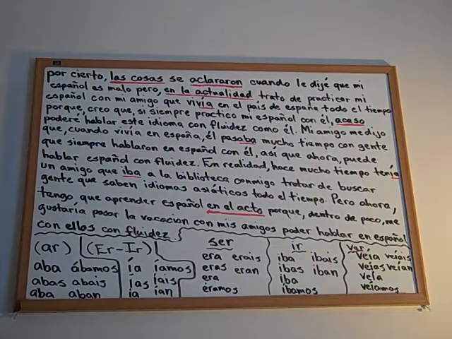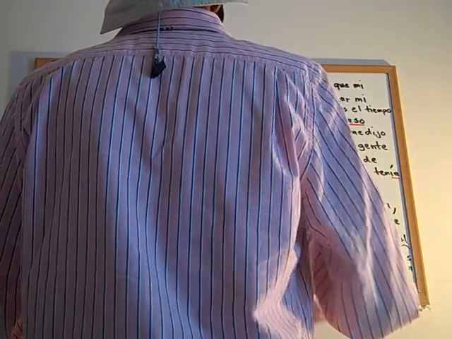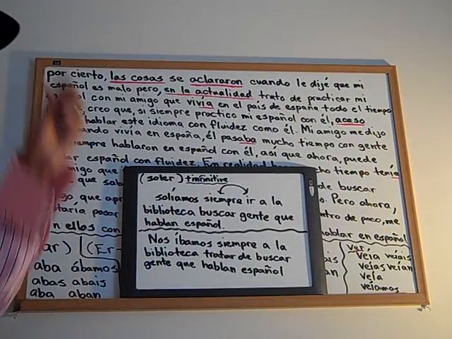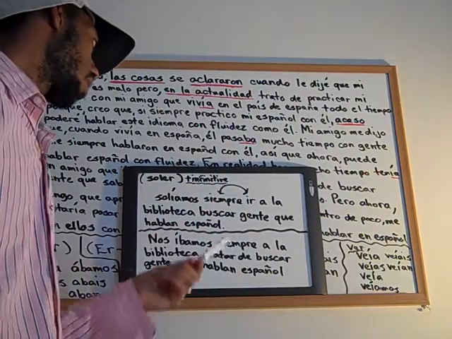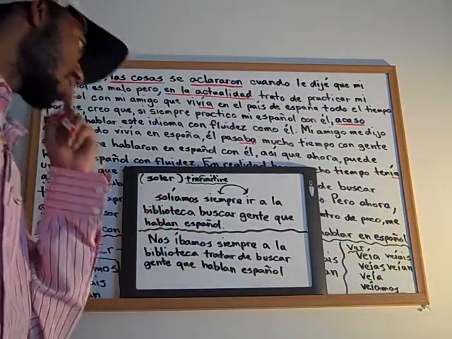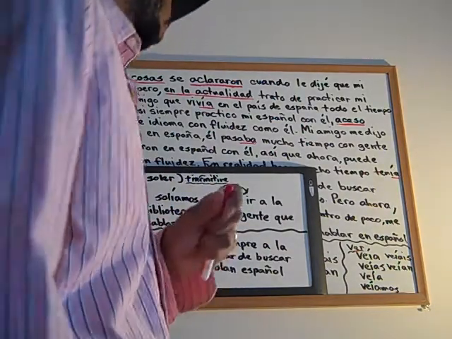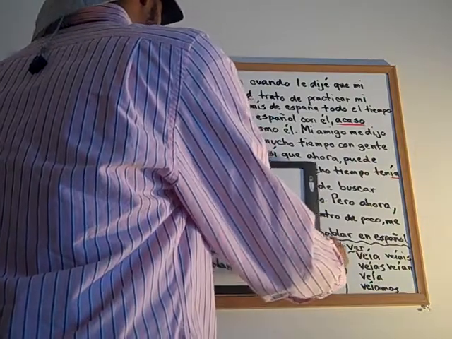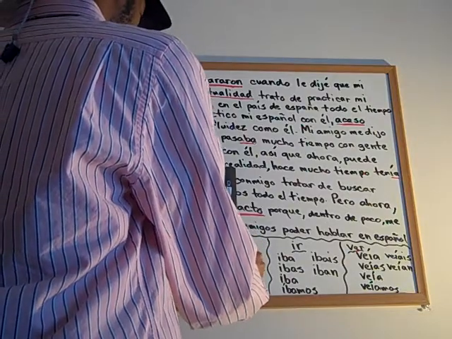Okay, so on this small board, I want to show you guys something else that you can do with this imperfect. Now they have this word here, soler, okay, soler. When you used to, it basically means to use to something, okay. Now, if you decide to use soler, you don't have to change the infinitive of the verb, okay. For example, before we said that we're going to use ir, and that's irregular, right?